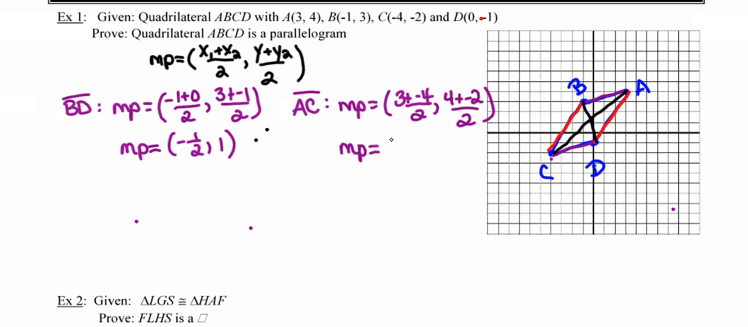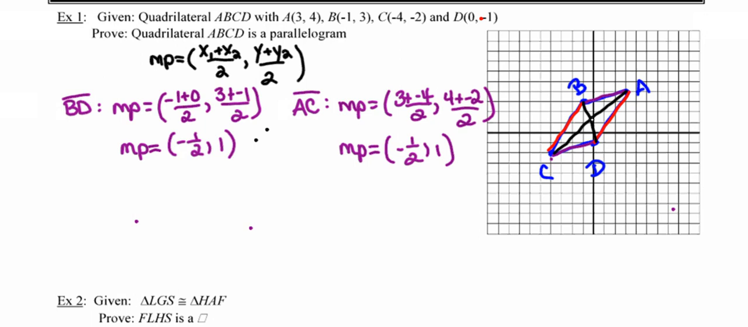And again, I'm pretty good with the mental math, but if you're not, just grab your calculator and type in the fraction, 3 plus -4 for the numerator, 2 for the denominator. It's going to tell you -1/2. And type in the fraction whose numerator is 4 plus -2 and whose denominator is 2, and it's going to tell you 1.